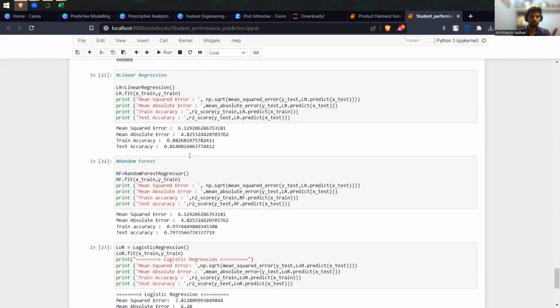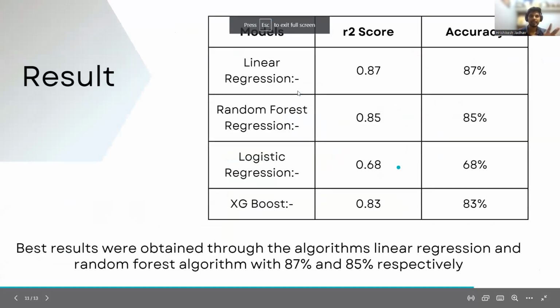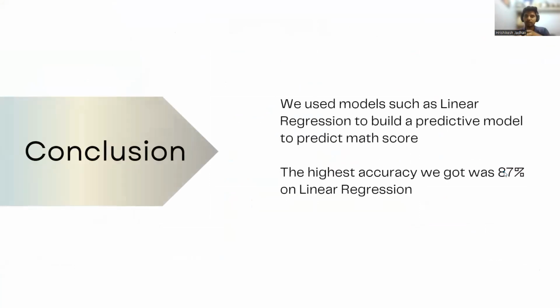So in these four models, I have compared the accuracy. As you can see, linear regression has 87% accuracy, random forest has 85, logistic has 68 to 69, and XGBoost has 83. According to the table, the best results were obtained from linear regression and random forest regression. So we use these two models as our main models, and we use linear regression to build a predictive model to predict math score.